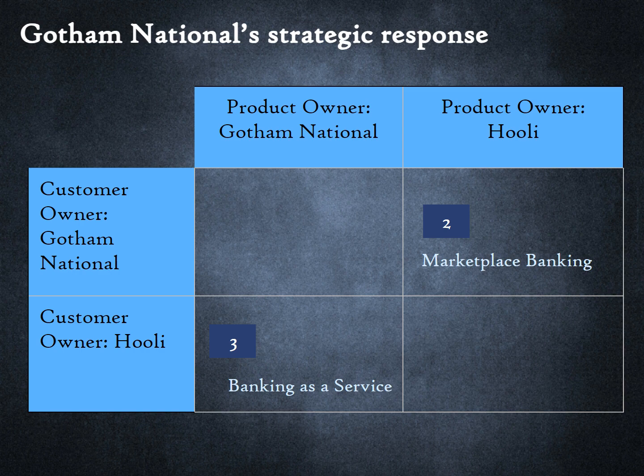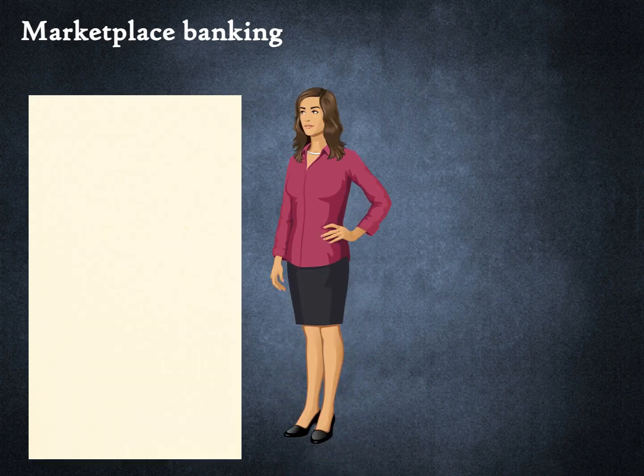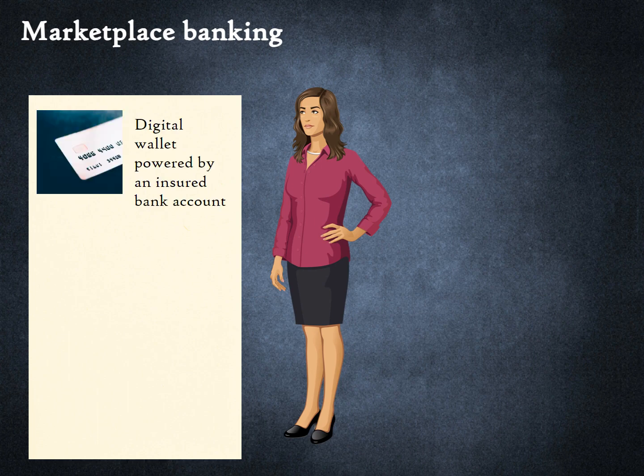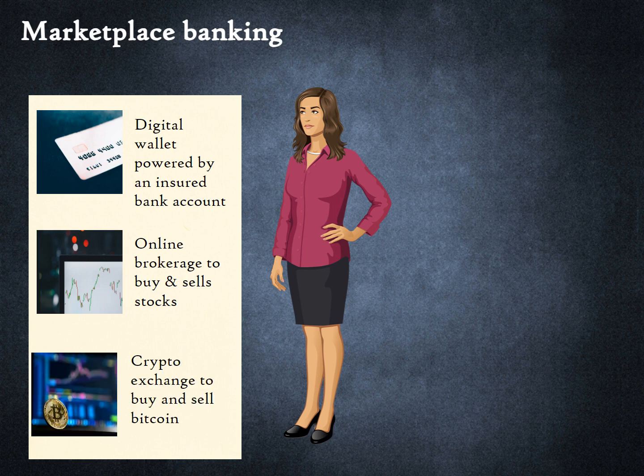We will begin with marketplace banking. Imagine a financial marketplace that is your gateway to all financial services. You open a digital wallet within this marketplace. The funds in the wallet are held in an underlying insured bank account with a third-party bank. Once you transfer funds into the wallet, the marketplace connects you to a brokerage firm and you can use the funds in your wallet to buy stocks. The marketplace also allows you to buy and sell cryptocurrency.